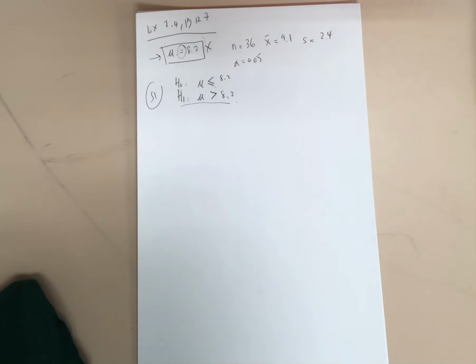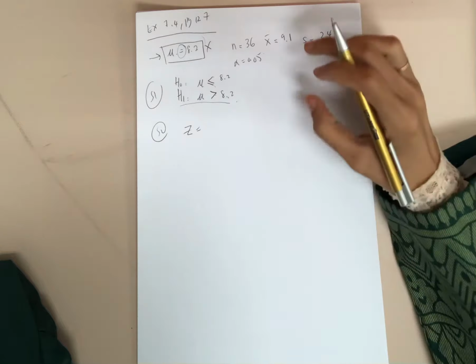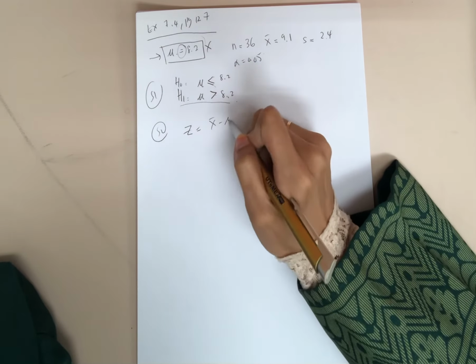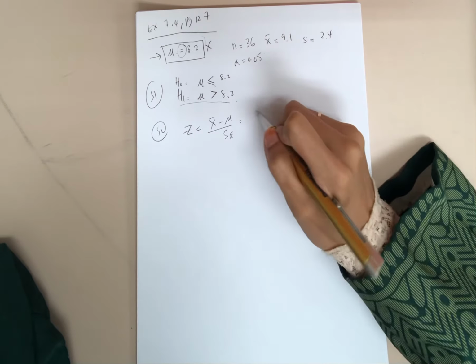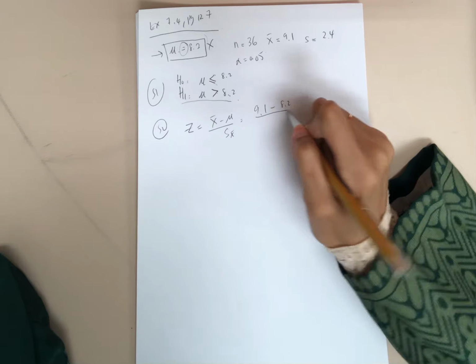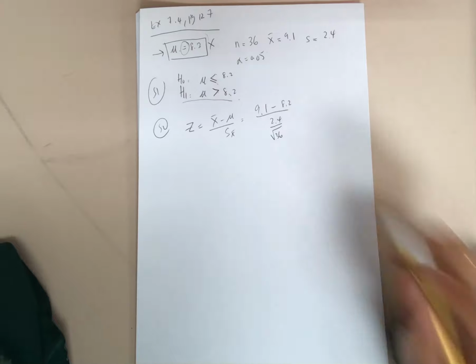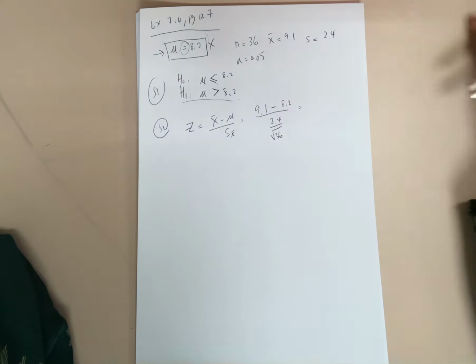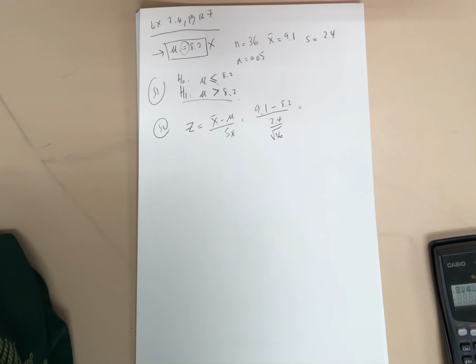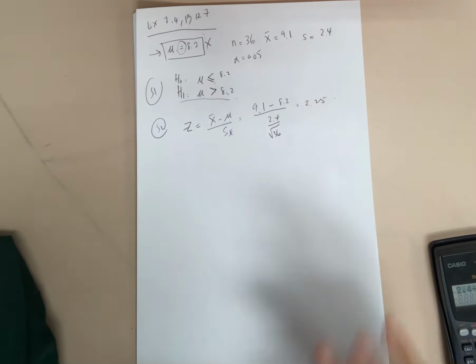Step number 2, of course, same thing. You will find the test statistic. Our case now is a mean, so x bar minus mu. Your x bar just now is 9.1, your mu is 8.2, and s is 2.4 divided by the square root of 36. So then what we have here? You will get 2.25, class.